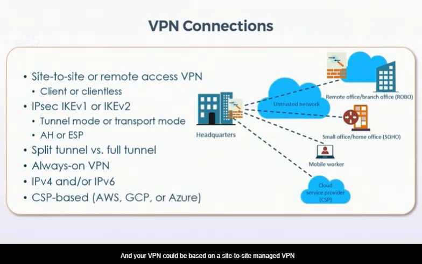And your VPN could be based on a site-to-site managed VPN from your cloud service provider. And all of the big three provide a managed site-to-site VPN solution. You'll either do static routing or you'll use the Border Gateway Protocol. BGP is the only dynamic routing protocol that you can use with your cloud-based site-to-site VPN solution at AWS, Google Cloud Platform, or Microsoft Azure.